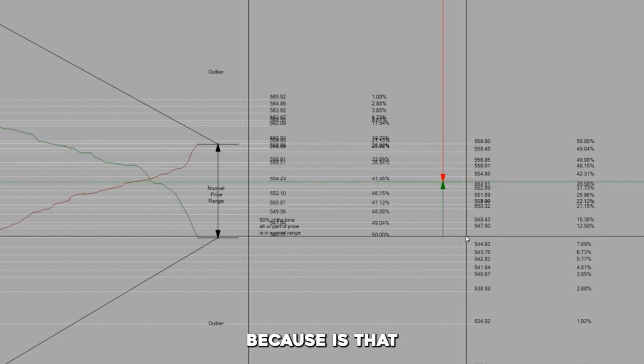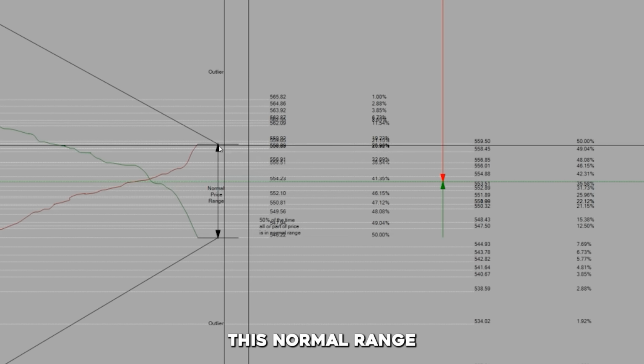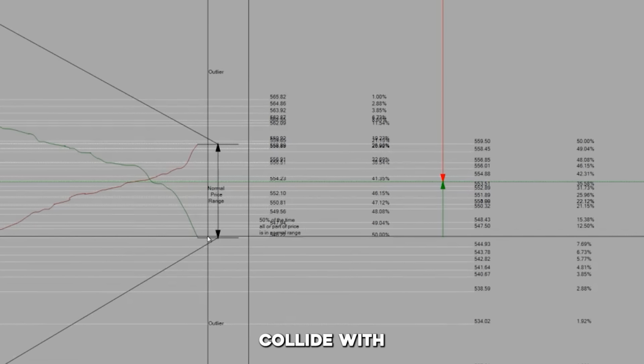Does that also line up with the medians that we were talking about earlier? No, this normal range does not collide with the median, so these two levels are not the same. Yeah, these three graphs are different. These are made from different principles, you could say. Does that make sense?